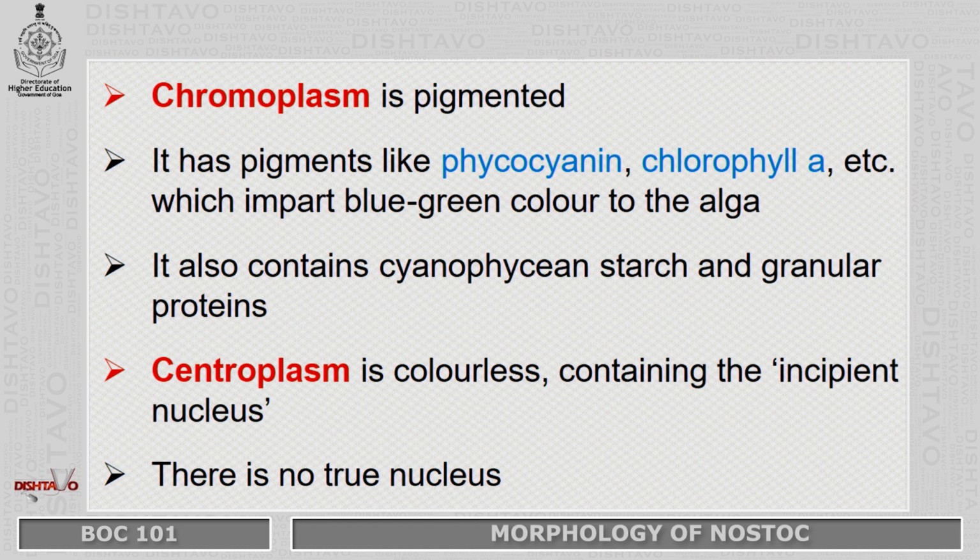The inner region, that is the centroplasm, is colorless and contains an incipient nucleus. Incipient nucleus means the primitive nucleus which has only the genetic material dispersed in the cytoplasm. That means there is no true nucleus.